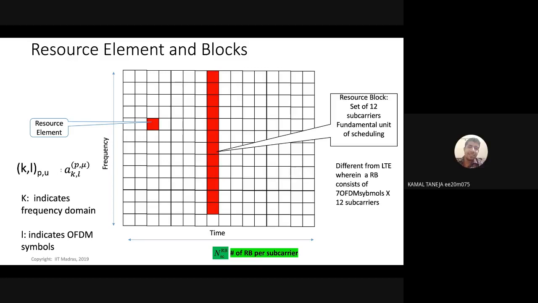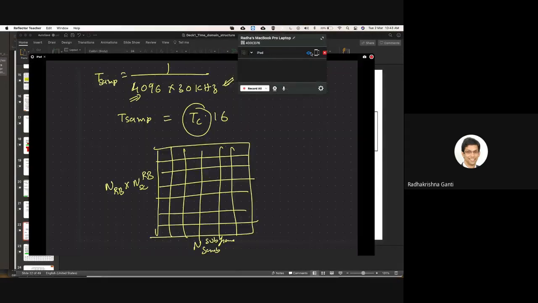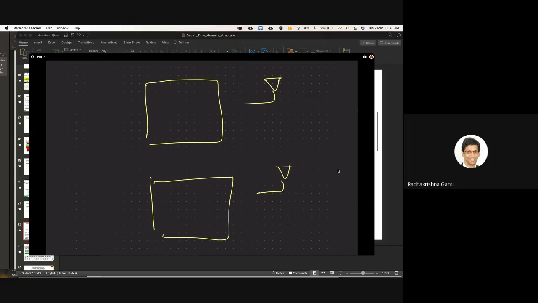Sir, please repeat P and mu. What are these? P is the port number. What I'm trying to say is, let me show you my screen. I'll confirm what a port is later, but for now we can think of it as you have two antennas. This one will have one resource grid, and this will have another resource grid. So you understand what a resource grid is now. We have done the OFDM resource grid enough.